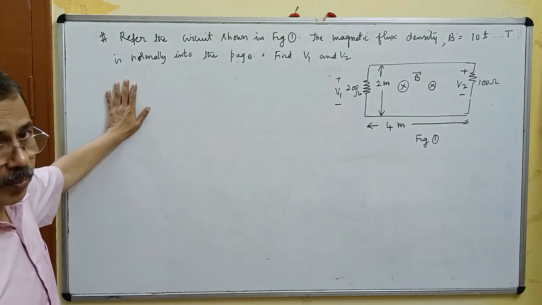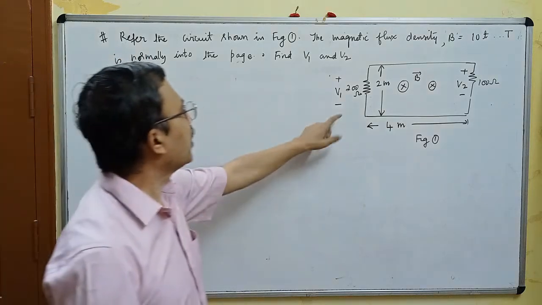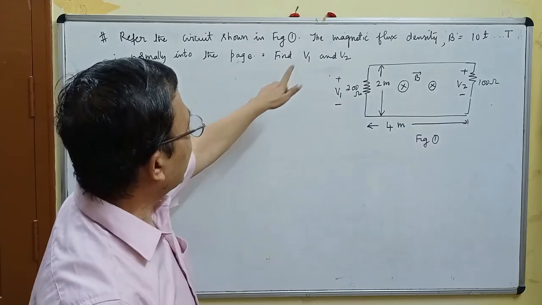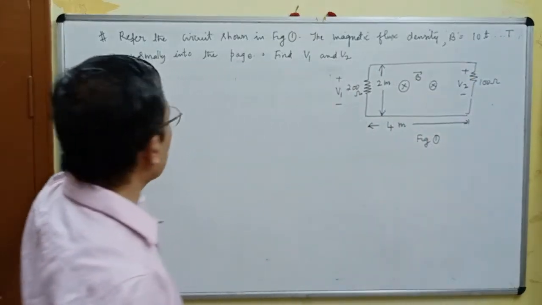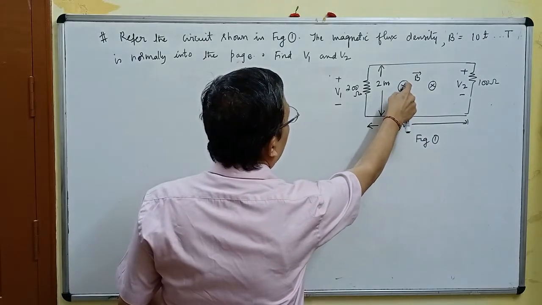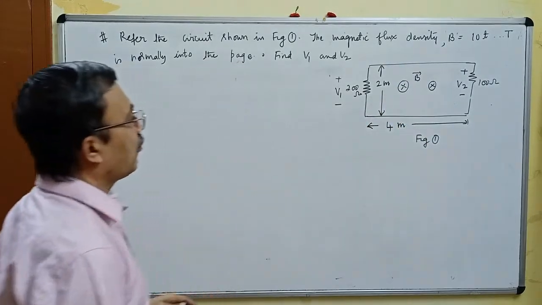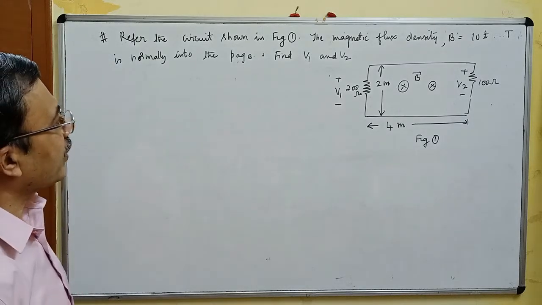Let us do a problem based on Faraday-Lenz's law. Refer to the circuit shown in figure 1. The magnetic flux density B is equal to 10 T, Tesla, normally into the page. It is into the page. Therefore, you are seeing the back of the arrow, or the feather of the arrow. Find the voltages V1 and V2.